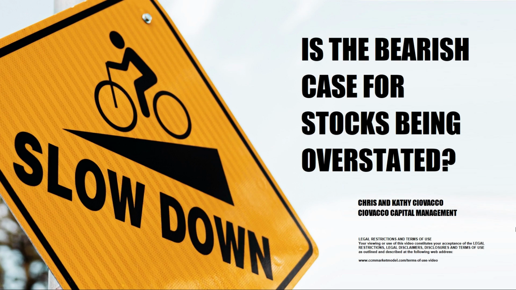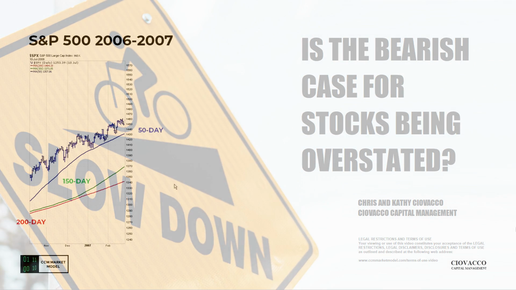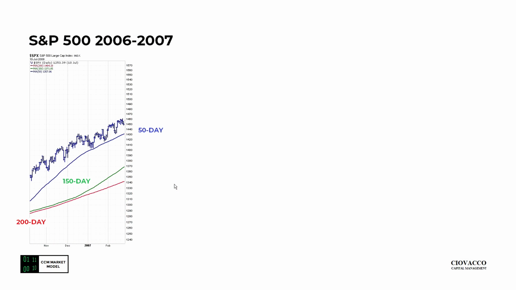In this week's video, we'll review the latest charts to help us answer the question, is the bearish case for stocks being overstated? It's a daily chart of the S&P 500 index beginning in October of 2006. Simple 50-day moving average in blue, 150-day in green. Simple 200-day moving average shown in red.